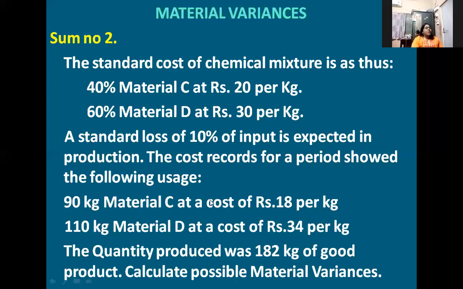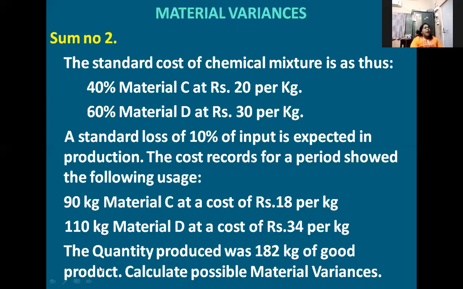What do the cost records say? 90 kg of material C at a cost of rupees 18 per kg, 110 kg of material D at a cost of 34 per kg. The quantity produced was 182 kg of good product. So what is this quantity produced? This is called the actual output. The quantity produced, 182 kgs of good product, is the actual output.